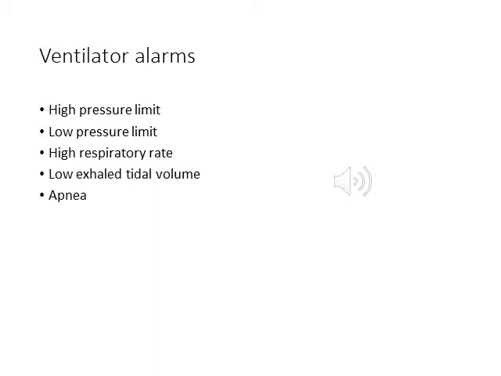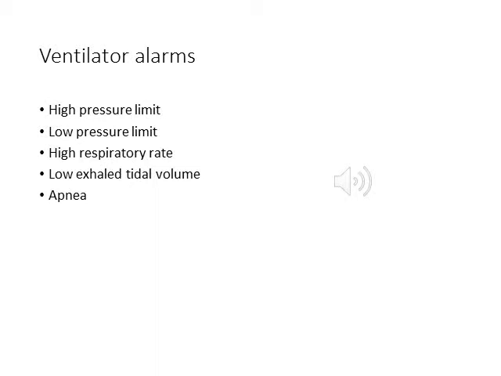Then we have apnea. The apnea alarm activates when there is no exhalation detected for a set period of time. The vent will default to set apnea ventilations. So you need to assess the patient and the settings for accuracy.